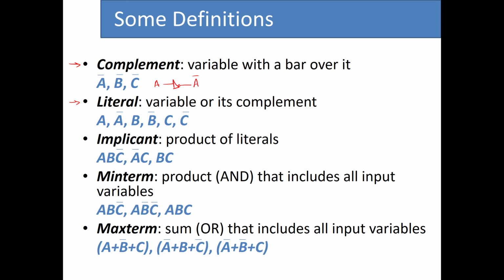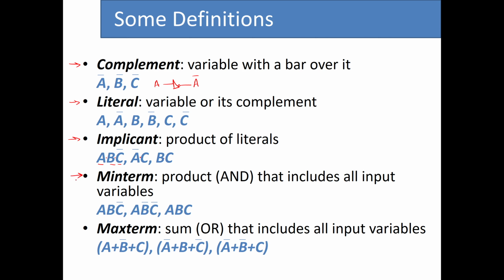So any variable or its complement is called a literal. Then we have the definition of implicant, which is a product of literals that we can have. So for example, here we have A, B, C bar. If you remember from before, this is basically A and B and C bar. The next one is A bar C. The next one is B C. Again, these are ANDs that we can have. So this is what is called an implicant.